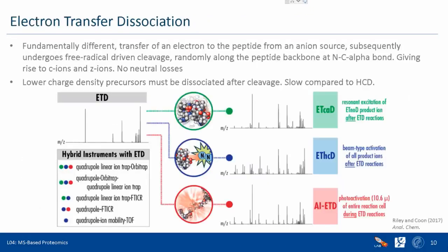So the last fragmentation method, which has already been discussed today, was electron transfer dissociation, and this is fundamentally different from CID or HCD. So you actually transfer an electron to the peptide from an anion source, which subsequently undergoes free radical-driven cleavage, giving rise to these C and Z ions, which cleave at the N-C alpha bond.